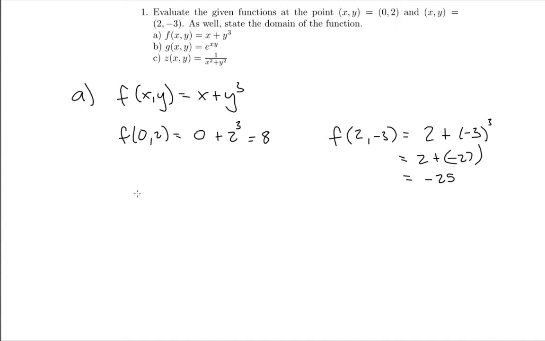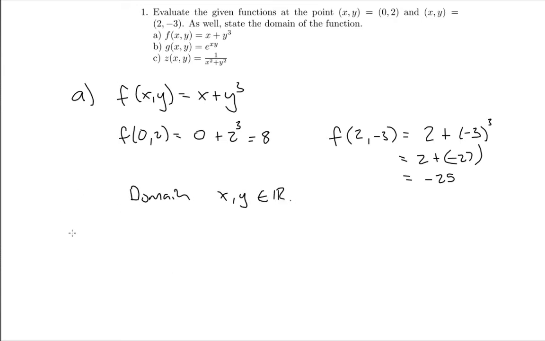For the domain, when we're looking at domain, we're always interested in what values for x and y I can not plug into this function. Usually what we're looking for are places where the denominator of a fraction is 0. We're looking for places where the argument of a logarithm is negative or 0. Or places where things inside square roots or even roots are negative. In this function, x plus y cubed, we don't have any logarithms, fractions, or square roots. So in this case, the domain is any real numbers x and y we can imagine.